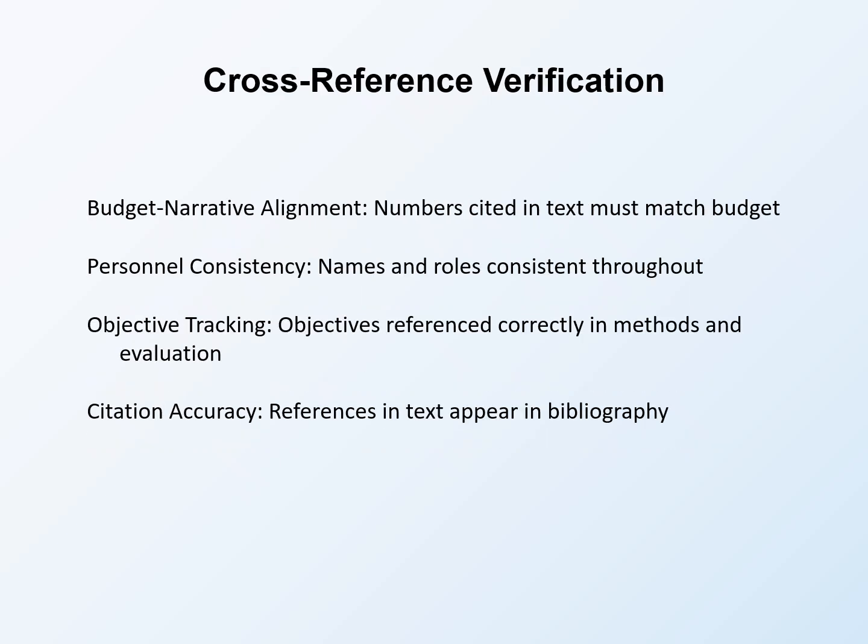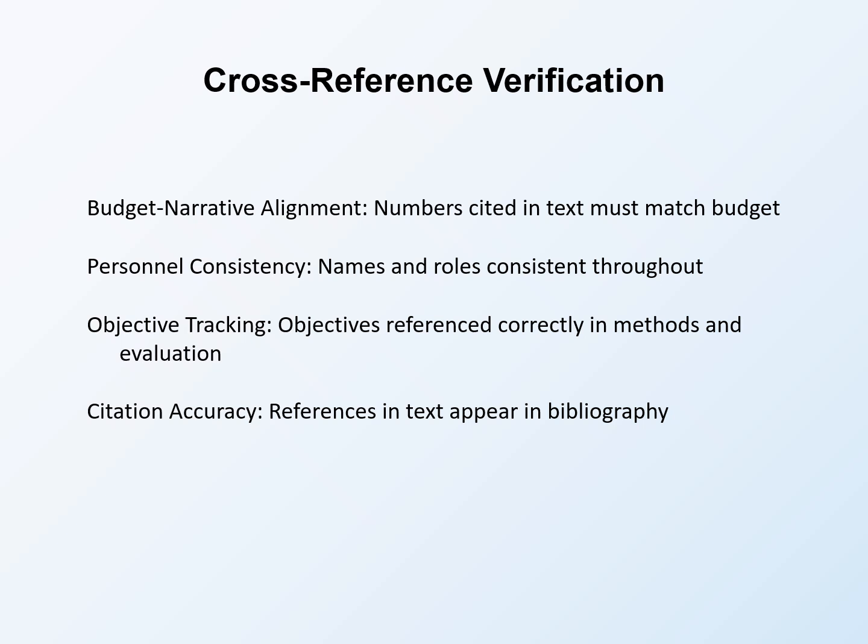Cross-reference verification catches inconsistencies between different parts of your proposal. These inconsistencies undermine reviewer confidence and create confusion. Budget narrative alignment ensures numbers cited in your text match your budget. If your narrative mentions hiring 2 research assistants, your budget should show 2 research assistant positions. If you describe purchasing specific equipment, that equipment should appear as a budget line item. Discrepancies between narrative descriptions and budget allocations suggest either careless writing or deceptive budgeting. Verify that every budgeted item is described in the narrative and every described expenditure appears in the budget.